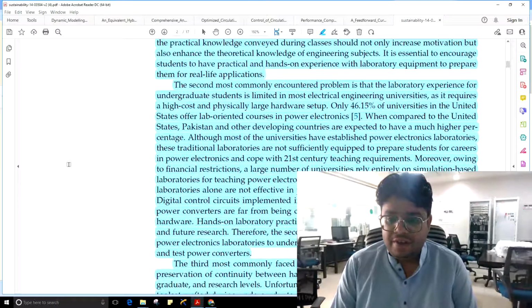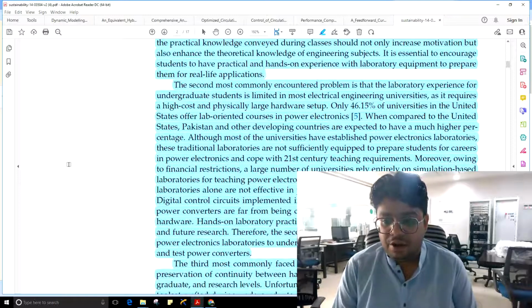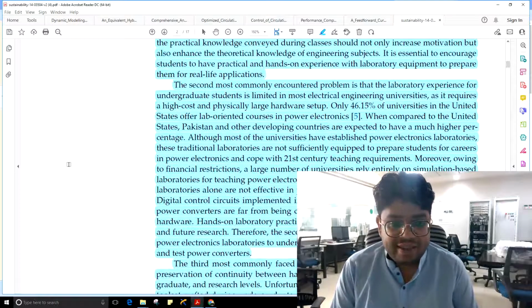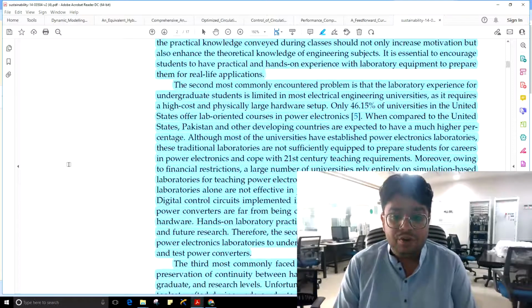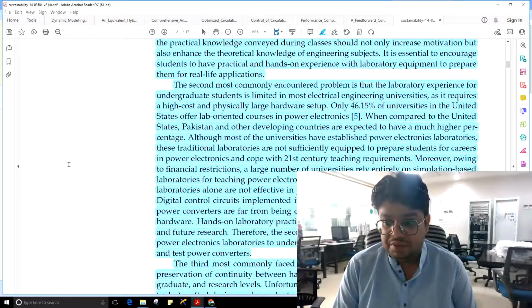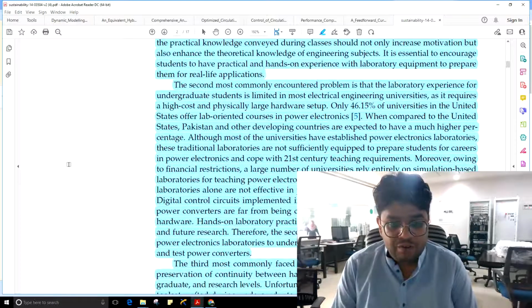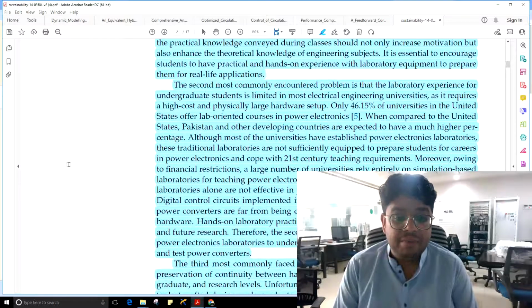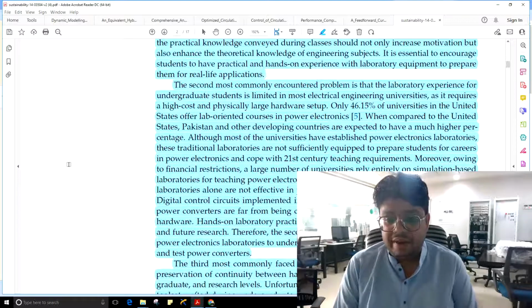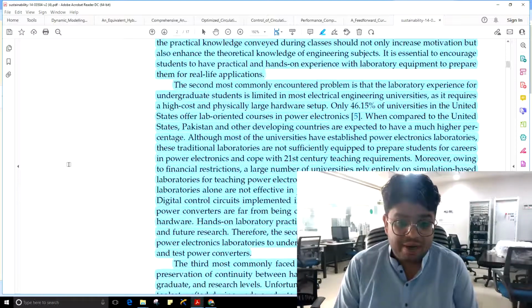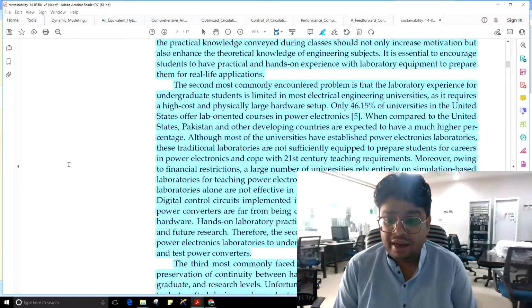Although most of the universities have established power electronics laboratories, these traditional laboratories are not sufficiently equipped to prepare students for careers in power electronics and cope with 21st century teaching requirements. Moreover, owing to financial restrictions, a large number of universities rely entirely on simulation-based laboratories for teaching power electronics. The findings revealed that simulation-based laboratories alone are not effective in promoting learning in power electronics courses.